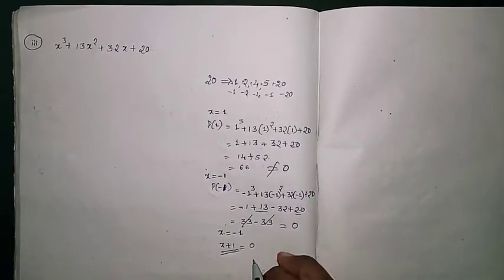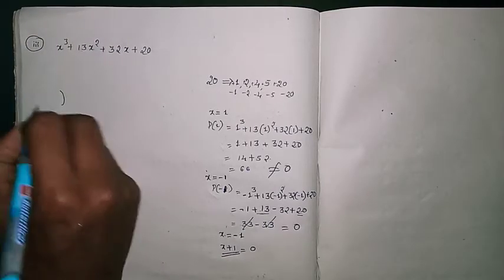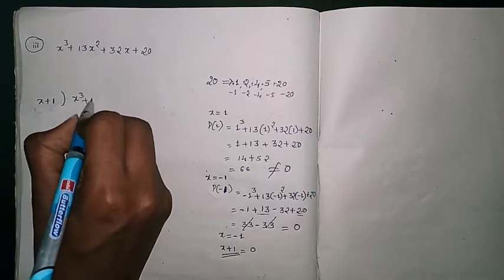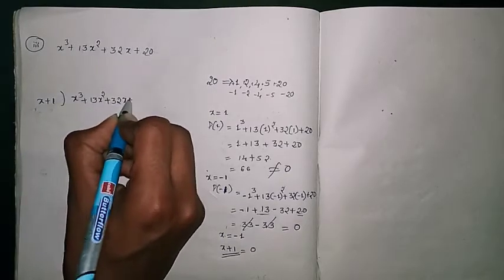Once you got the factor, what do you have to do? You have to go for the long division method. So just divide the term by x plus 1: x cube plus 13x square plus 32x plus 20.